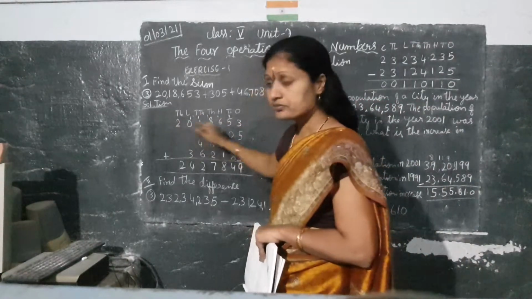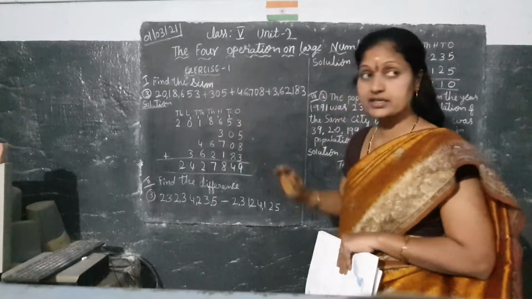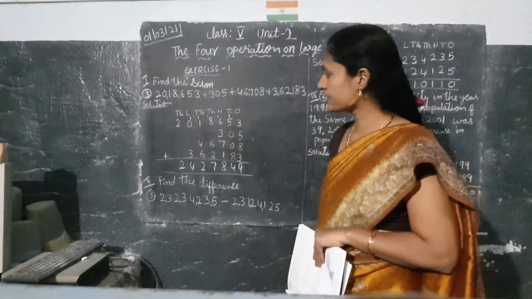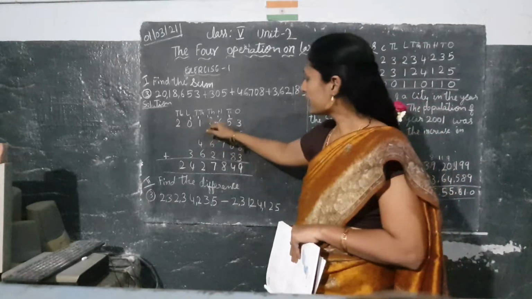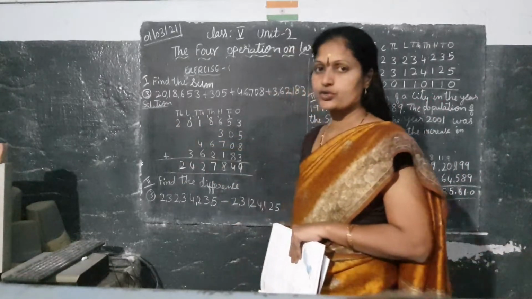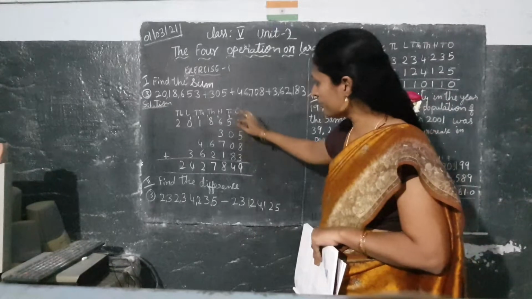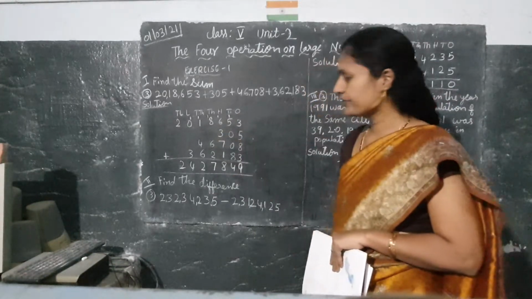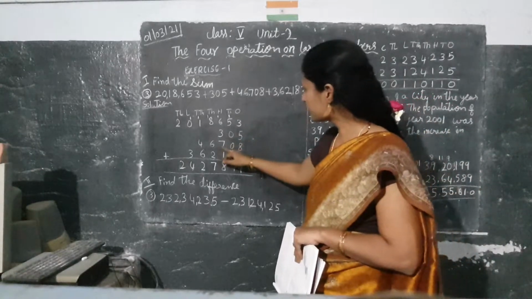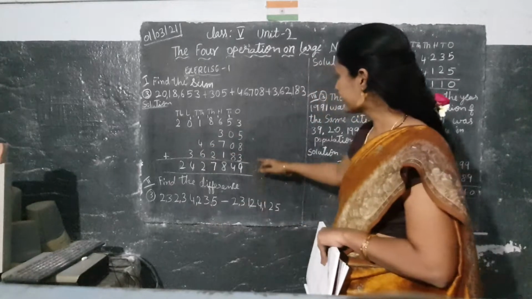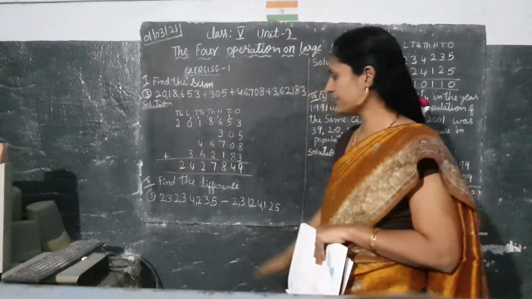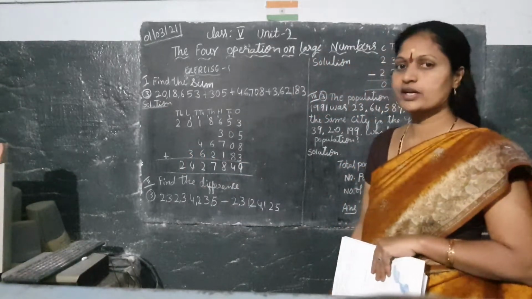See, ones place 3. Tens place is 5, hundreds place is 6, thousands place is 8, ten thousands place is 1, lakh place is 0, and ten lakh place is 2. We have to write, children. Okay, again 5, 0, and 3 we have to arrange. Then ones place 8, this one, tens place is 0, 7, 6, and 4. Then 3, 8, 1, 2, 6, 3. Properly have to arrange, and then we have to do the addition, children.